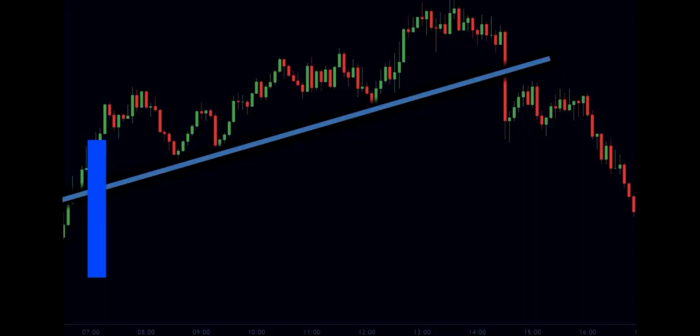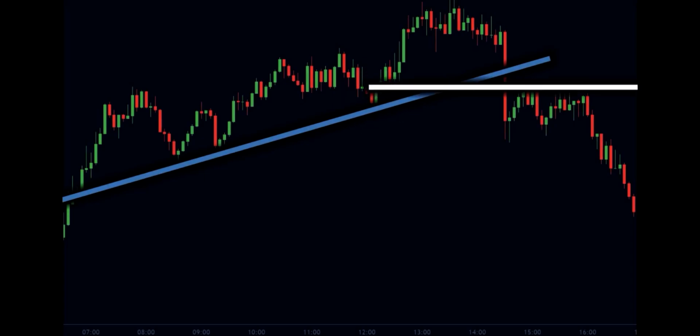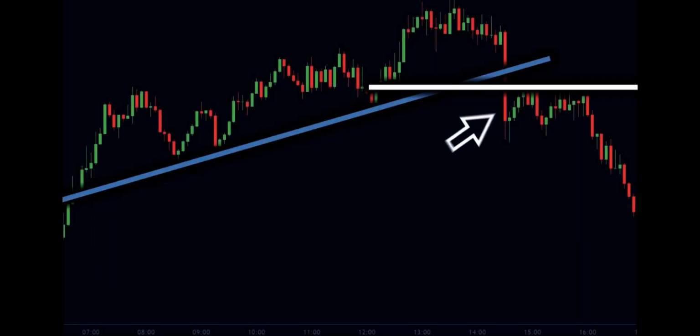The third step is to mark a support level. We will look at the trend line and find the last touch that occurred before the breakout of the trend line. We will extend a line at this point and mark that as a support level. Now the fourth step is to wait for the support level to break. When the price breaks below the support level, we can confirm that the price has found momentum in the downtrend and we can expect a big move on the downside.